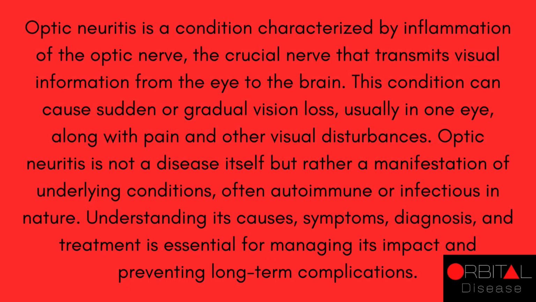Optic neuritis is a condition characterized by inflammation of the optic nerve, the crucial nerve that transmits visual information from the eye to the brain. This condition can cause sudden or gradual vision loss, usually in one eye, along with pain and other visual disturbances. Optic neuritis is not a disease itself but rather a manifestation of underlying conditions, often autoimmune or infectious in nature. Understanding its causes, symptoms, diagnosis, and treatment is essential for managing its impact and preventing long-term complications.